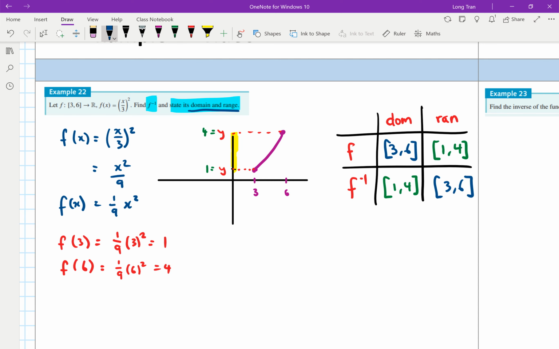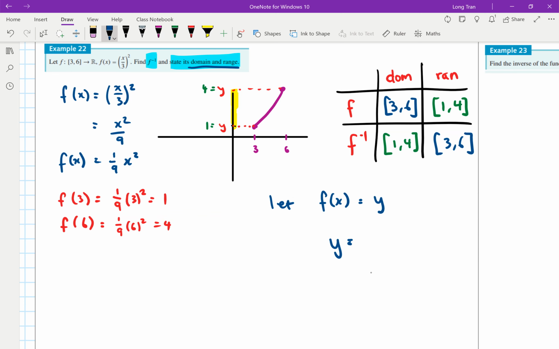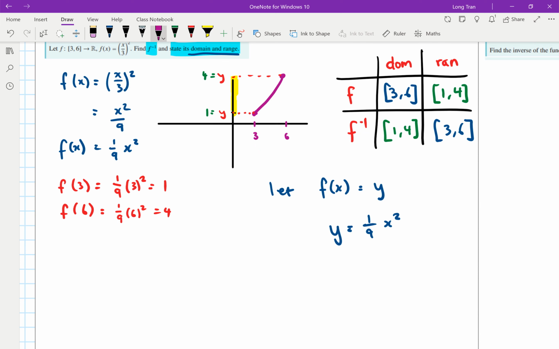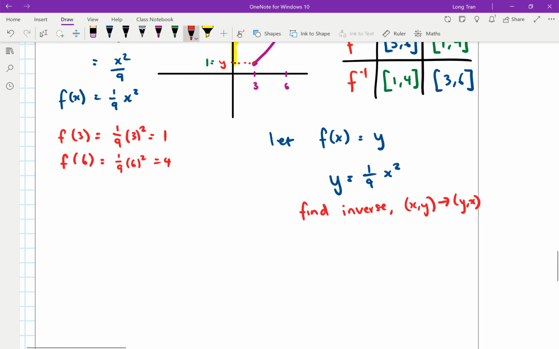Now what's the inverse function? Well, I would say let f(x) equal y, and that would then change it to y equals 1/9 of x squared. And so now to find the inverse, we would do x, y becomes y, x. So I'm swapping: x equals y and y equals x. That means my equation now becomes x equals 1/9 of y squared. Sorry, I shouldn't do that brackets, otherwise it confuses you.